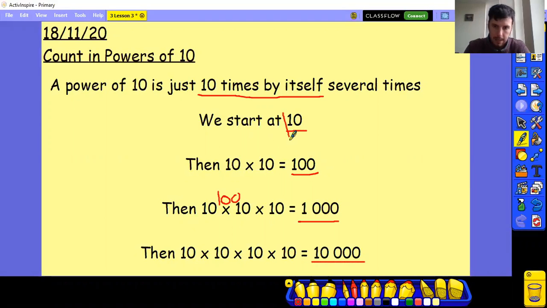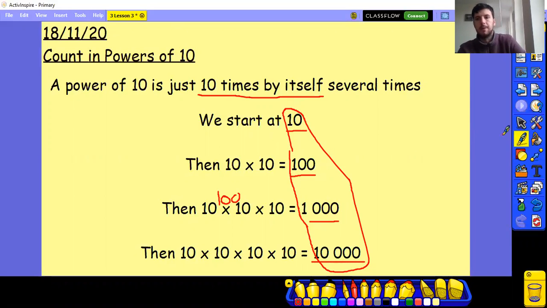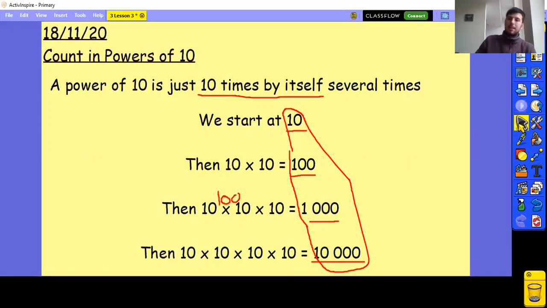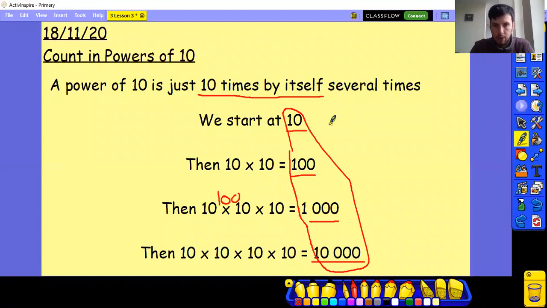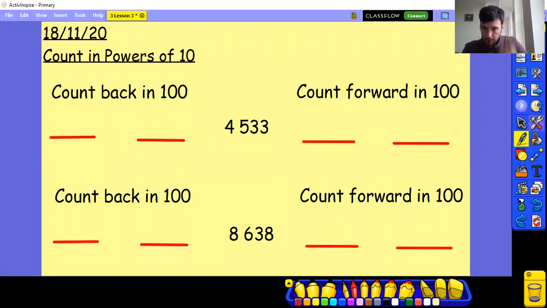So what sort of pattern do you notice with these numbers? 10, 100, 1,000, and 10,000. What sort of pattern do you notice? And you would be correct if you said each one gets 10 times bigger. Spot on. So we're going to put that into practice. Powers of 10 are just 10 times by itself more than once. So here we go, once, twice, and then 3 times. So we're going to first of all focus on counting in 100.